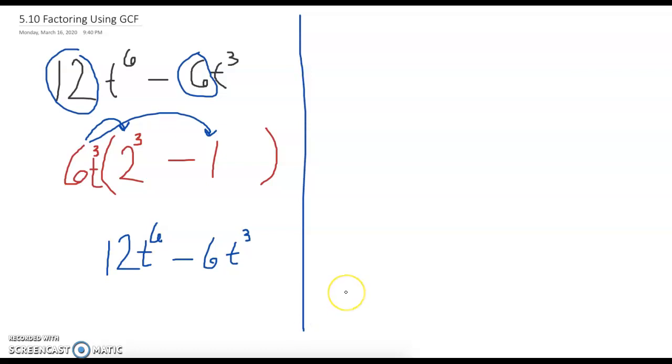Let's go over another one together. Let's go with the trinomial, number 4 on Try These. So you would have 6x squared y squared minus 9xy cubed plus 12x squared y.